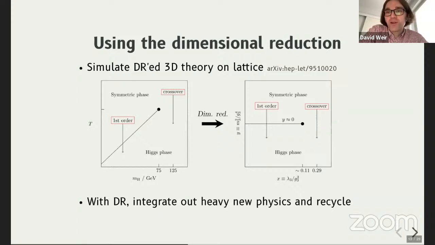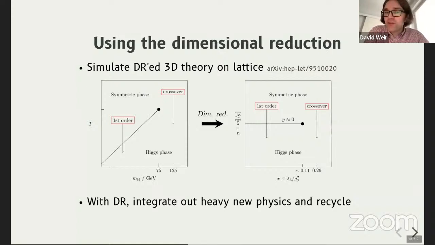So that's all well and good, and as long as you can match back to the 4D physics, you can then say that if you have a 125 GeV Higgs boson, as we actually do, then it would be a crossover.